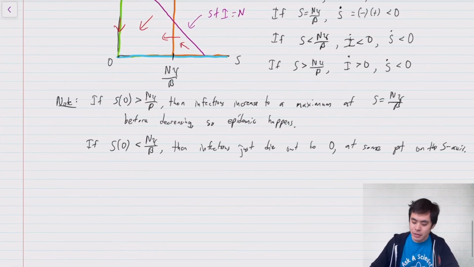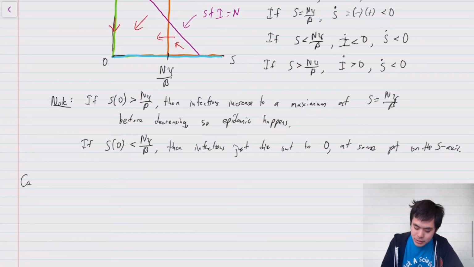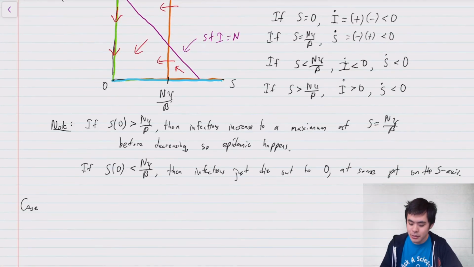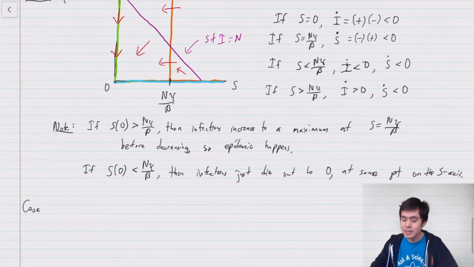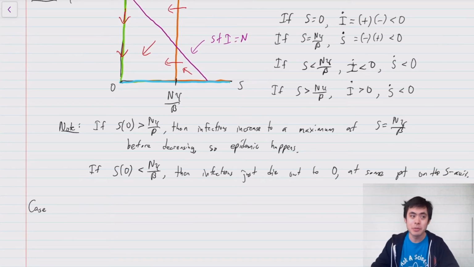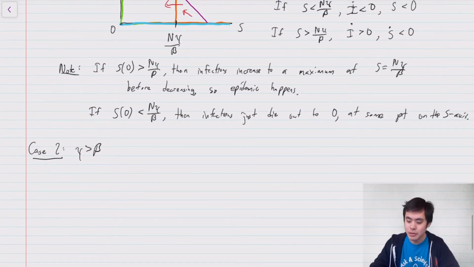But now let's consider the other case. So that's the case when gamma is less than beta, and so basically when the recovery rate is less than the infection rate, you can have an epidemic. What happens when gamma is greater than beta? Well, then we'll pretty easily show that you cannot have an epidemic ever.